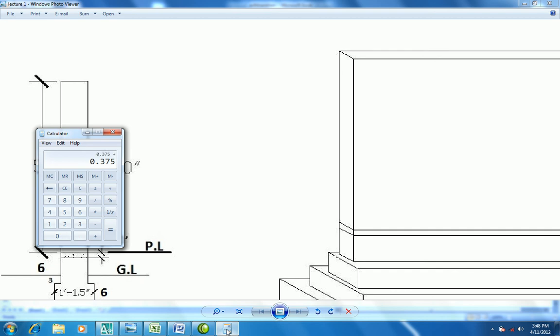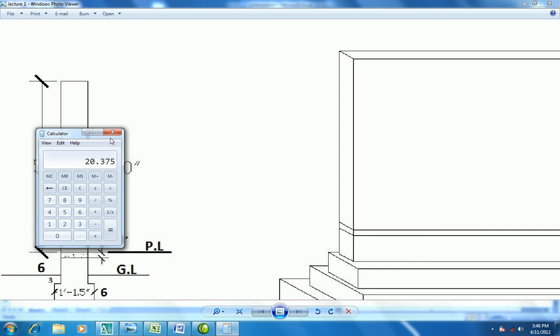So now plus that with 0.375, plus that with the length of the wall, so it will become 20.375.